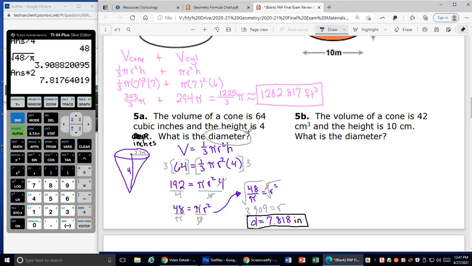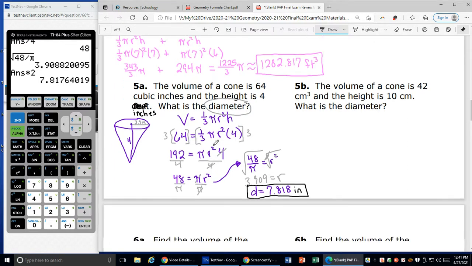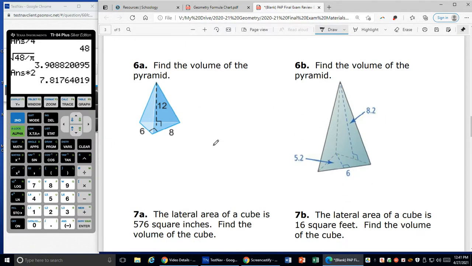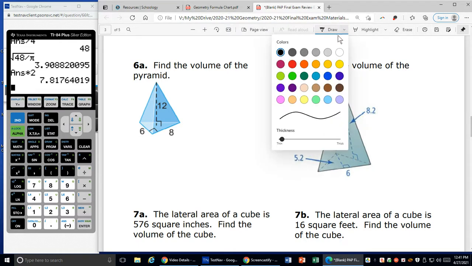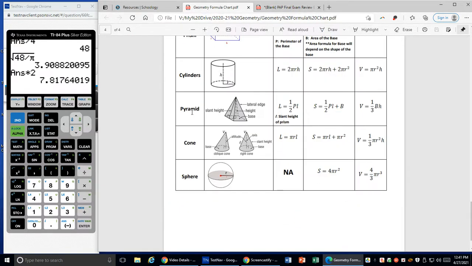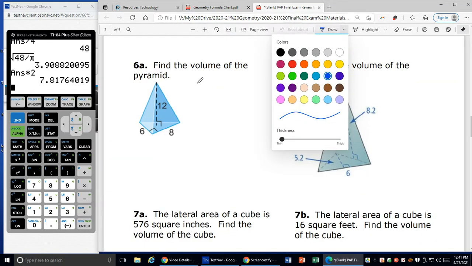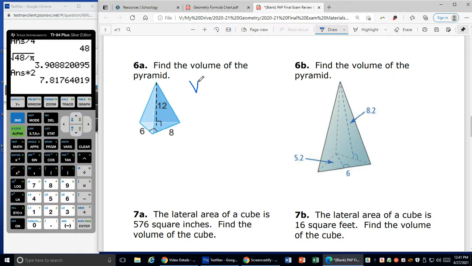Okay. All right, let's look at 6A. Find the volume of the pyramid. So let's go look at our volume formula to find the volume of a pyramid. Okay, so my volume formula, when I come over here for a pyramid, is 1/3 the area of the base times the height. So my volume equals 1/3 base times height. So what is the shape of my base? The shape of my base is a right triangle.